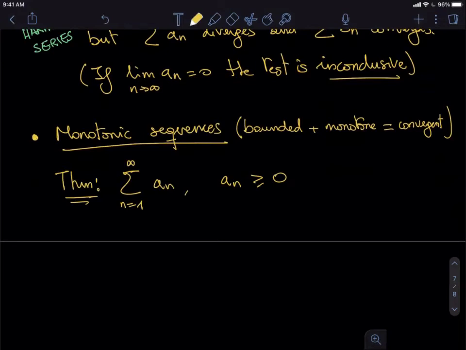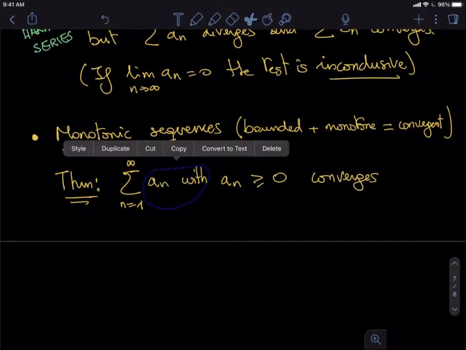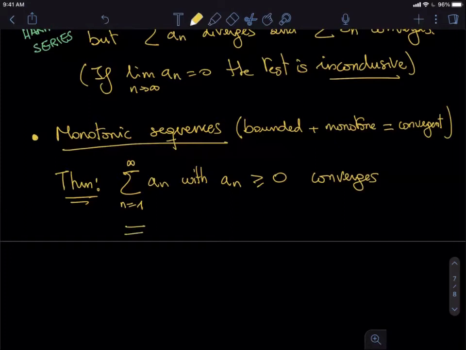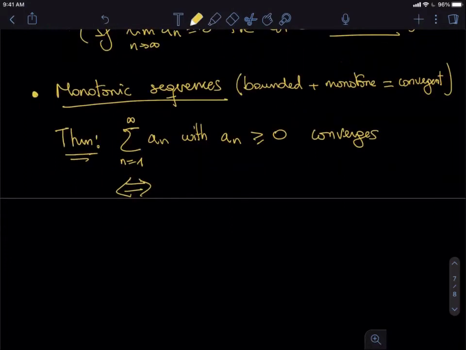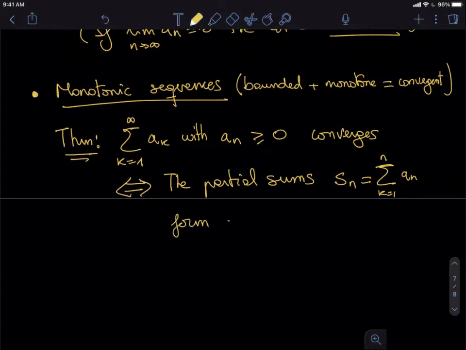Then this series converges if and only if the partial sums S_n, the sum from k equals 1 to n of a_k, form a bounded sequence.